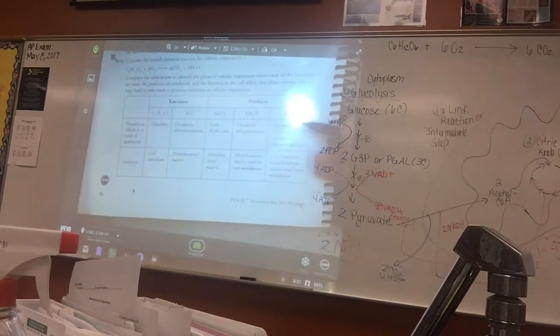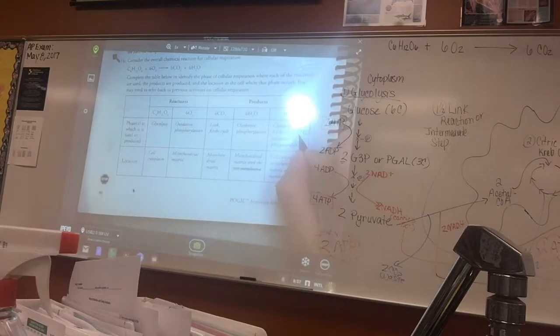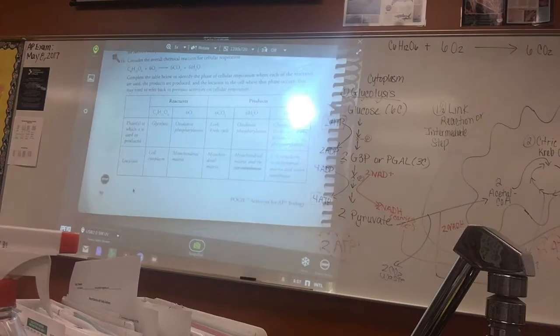And then lastly, you get your 38 ATP at the end. So where are those made? There were 2 of them in glycolysis, 2 of them in the Krebs cycle, and then 34 of them as a result of oxidative phosphorylation. So where do these occur? Glycolysis occurs in the cytoplasm. Krebs is in the mitochondrial matrix. Oxidative phosphorylation is in the inner membrane as well as the matrix there. So that's that.